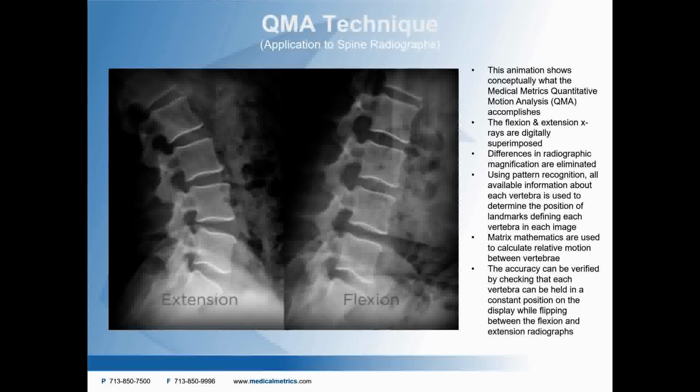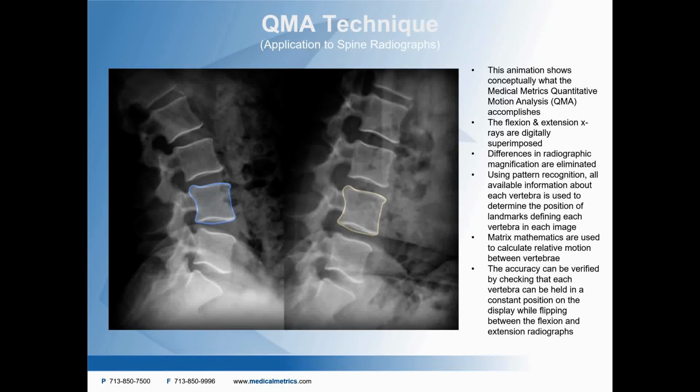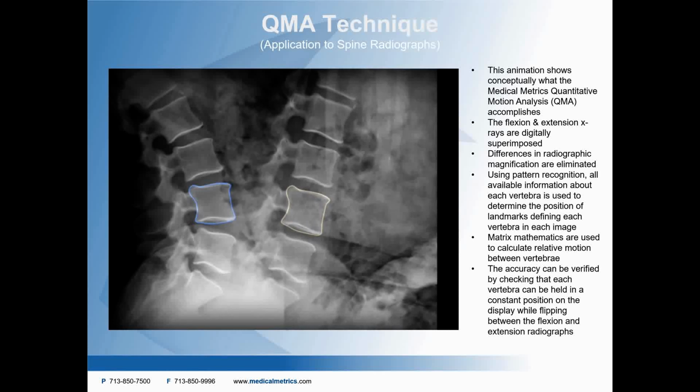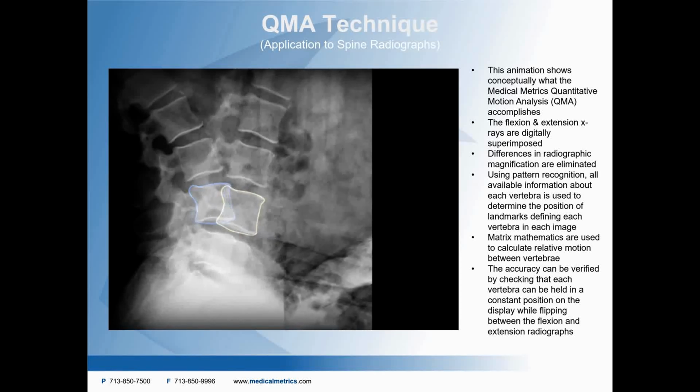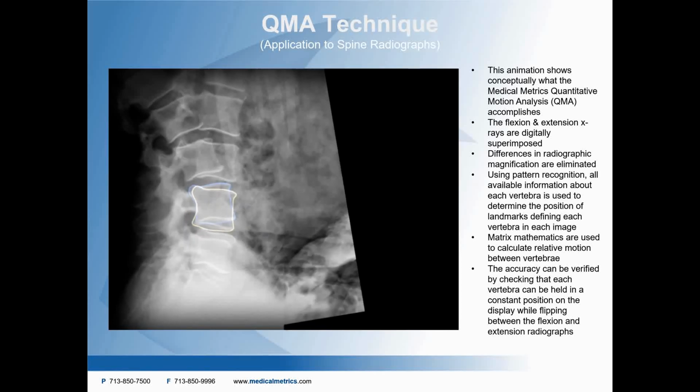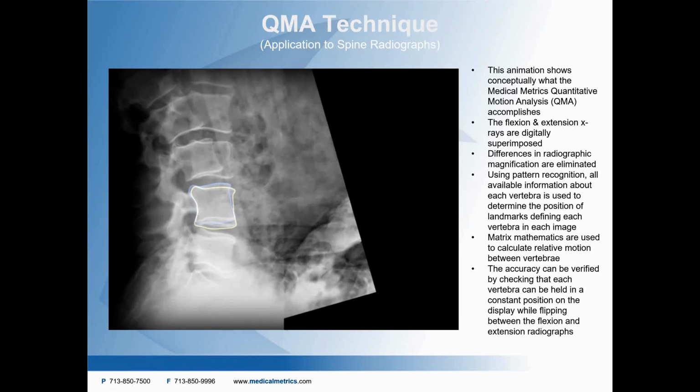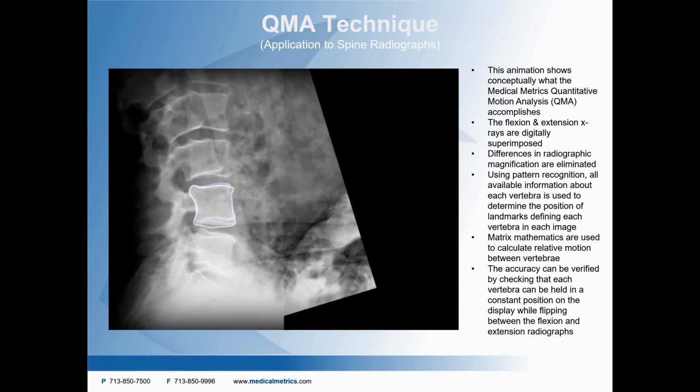This animation conceptually illustrates the QMA measurement method. The first step is to import the flexion and extension radiographs into the QMA software. The X-rays are digitally compared through a superimposition process. Differences in the radiographic magnification between the flexion and extension X-rays are eliminated.